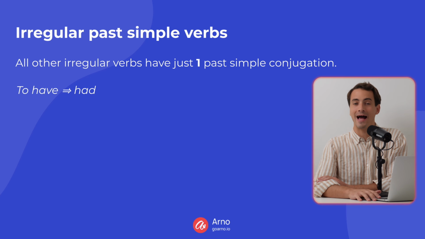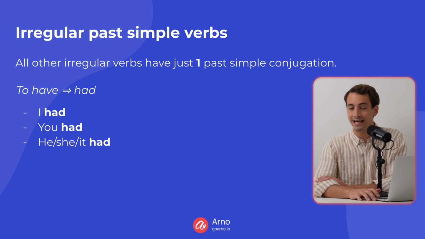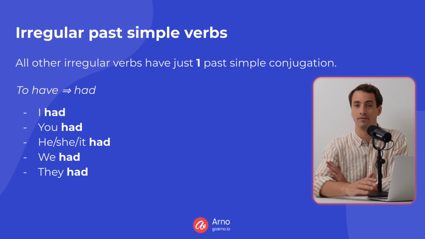For example, to have is had in the past simple, and it's I had, you had, he, she, it had, we had, and they had. It's had for all of them. So you just have to remember had.